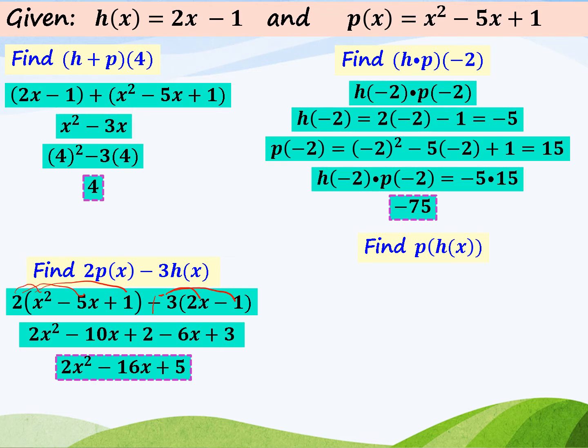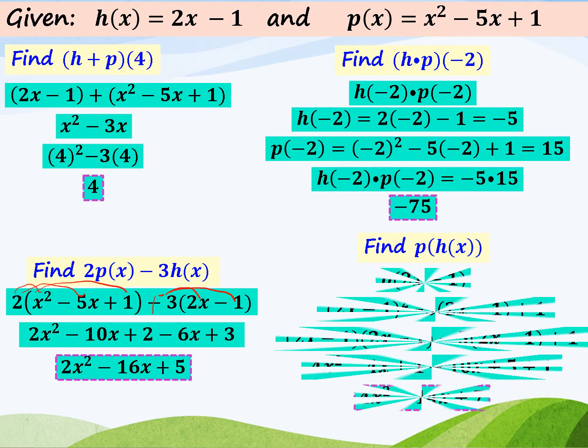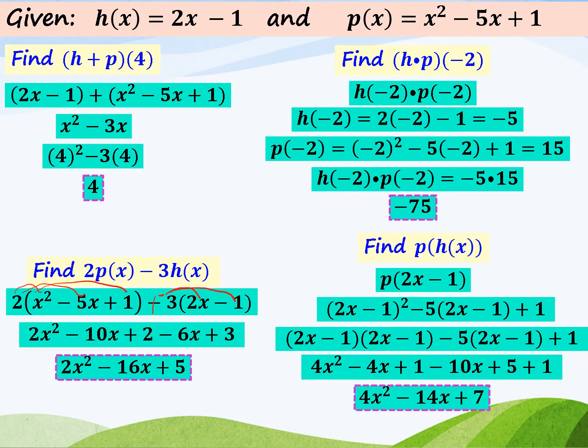Last example on this slide, they want me to find p of h of x. So remember, I substitute 2x minus 1 in for h of x. So what that means is wherever I see an x in p of x, I'm going to substitute in 2x minus 1. So that becomes 2x minus 1 quantity squared minus 5 times 2x minus 1 plus 1. So remember, anytime you see a parentheses squared, that really means, hey dude, write me twice. So that becomes 2x minus 1 times 2x minus 1.